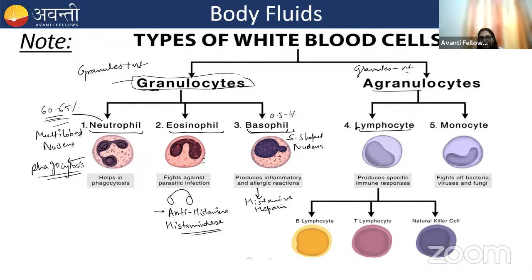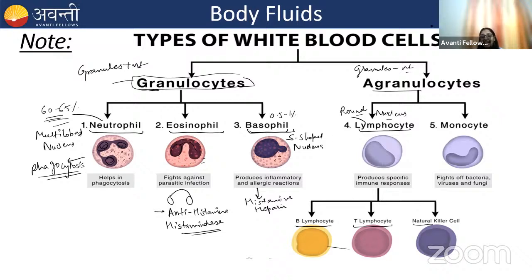Okay, next comes the lymphocyte. Lymphocytes generally have a very round nucleus. And they are agranulocytes, that is why you can't see any granules, whereas granules are present in neutrophil, eosinophil, and basophil. But in lymphocyte, there are no granules. So they have a round nucleus. That is why they are agranulocytes. They are of three types. They can be B lymphocyte, T lymphocyte, and natural killer cell. B lymphocytes produce plasma B cells and memory cells. Similarly, T lymphocytes produce T helper cell, T cytotoxic cell, T suppressor cell, and memory T cell.